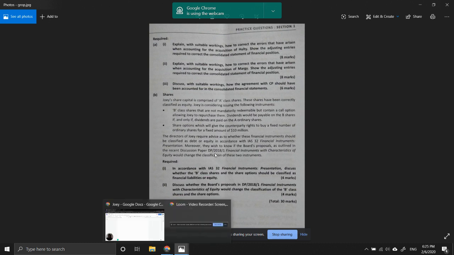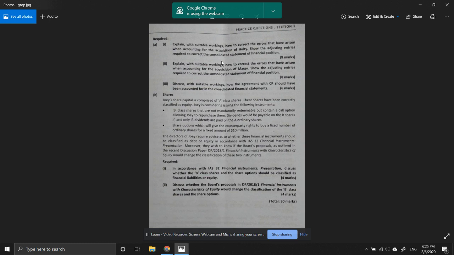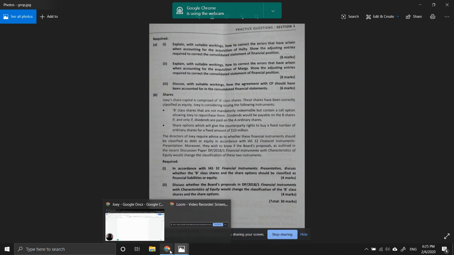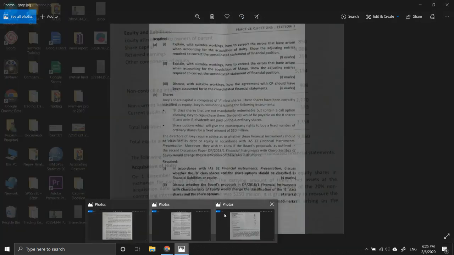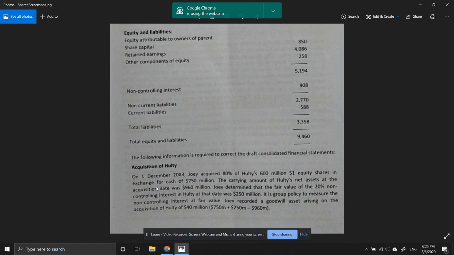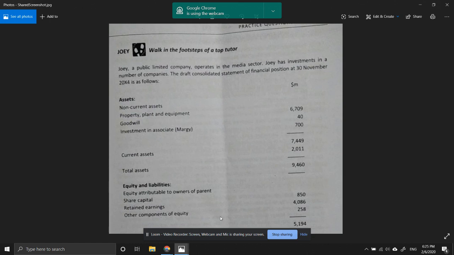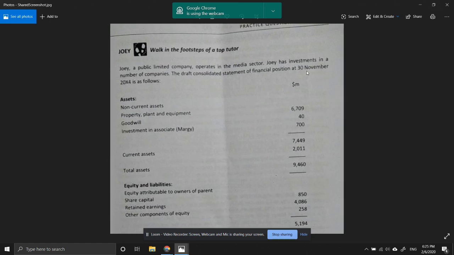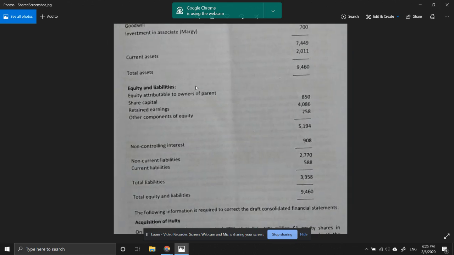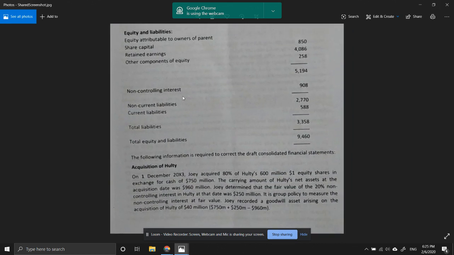So we are required to correct the entries that have been mistakenly entered. In the case of Hulti, what has happened is that in December 20x3, so exactly 1 year ago, 30th November 20x3 would have been the opening date, Zoe acquired 80% of Hulti's 600 million $1 equity shares in exchange for cash of 750. The carrying amount of Hulti's net assets at the acquisition date was 960.